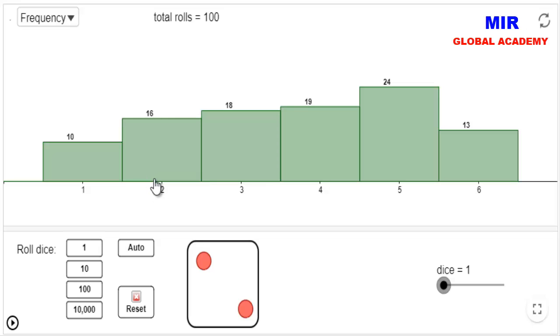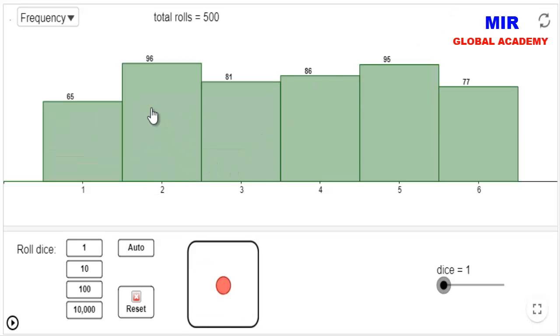Let's repeat this experiment 500 times. After 500 rolls, still the probability of every outcome is not equal. Some have the probability less, some have probability greater. So let's roll this die 1000 times now.